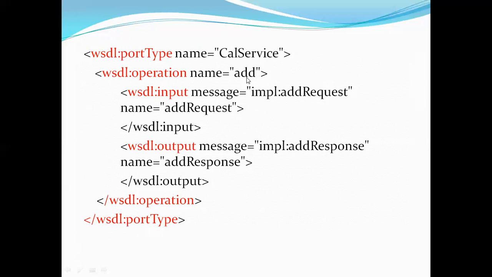So operation add, then input message, implement the add request. So what is add request? It is the input, and the output is add response. So the addition request passes two variables and gets the output response. Similar to entity-centric, you write the application service with the help of this WSDL port type, WSDL operation, WSDL input, output.